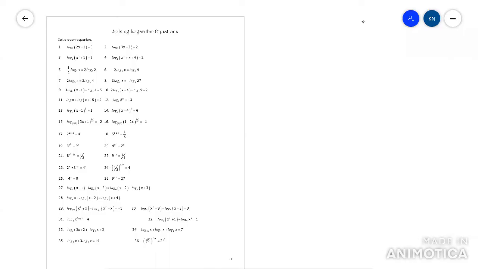All right, this video is going to cover solving logs. So you definitely need to know your properties. If you haven't seen the properties of logs video, I would recommend starting there. But let's go ahead and get started.